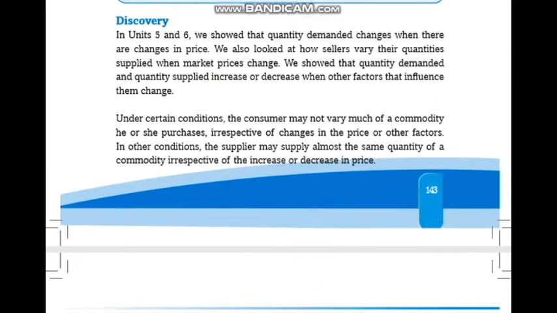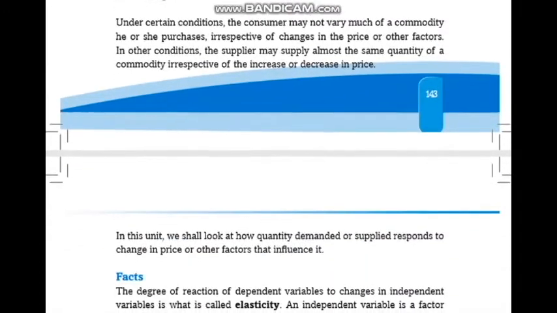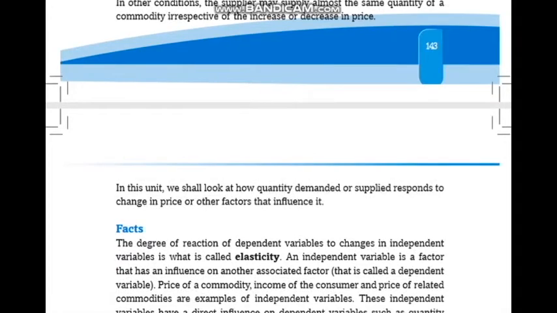So, in units 5 and 6 we showed that quantity demanded changes when there are changes in price. We have seen it. We also looked at how sellers vary their quantities supplied when market prices change. We showed that quantity demanded and quantity supplied increase or decrease when other factors that influence them change. Under certain conditions, the consumer may not vary much the quantity of a commodity he or she purchases, irrespective of changes in price. In other conditions, the supplier may supply almost the same quantity of a commodity irrespective of the increase or decrease in prices.